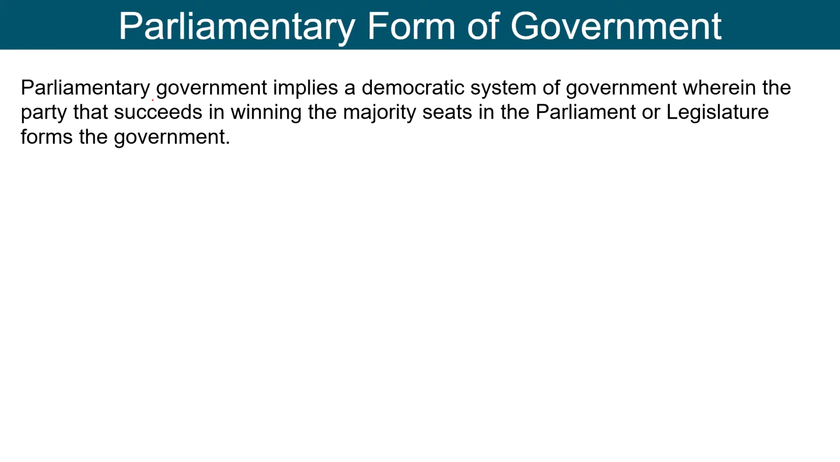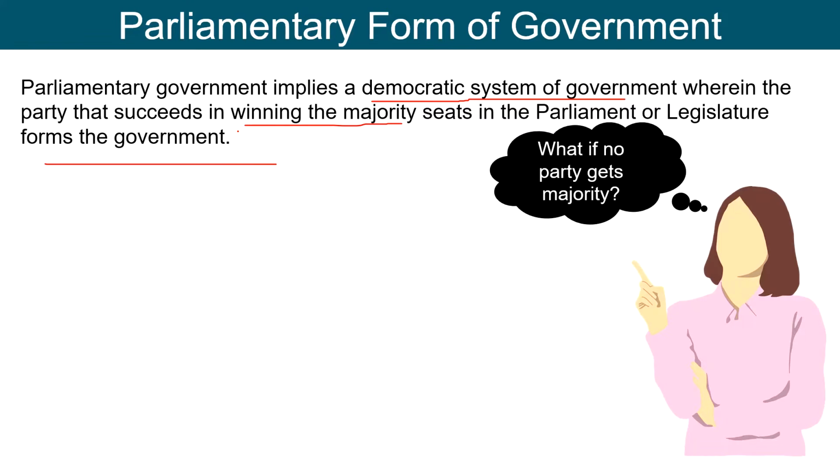Parliamentary form of government. Parliamentary government implies a democratic system of government wherein the party that succeeds in winning the elections, that is, the party which gets majority seats in the parliament or legislature, forms the government. Now this majority party will choose a leader who is called the Prime Minister or Chancellor. So the chief executive is not elected directly by the people, rather he is normally the leader of the majority party. Also, the other high-ranking members will constitute the cabinet and the minority party constitutes the opposition.